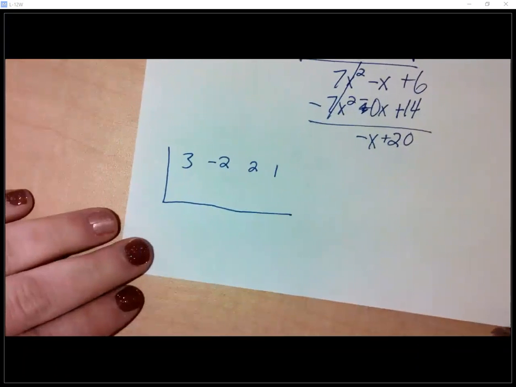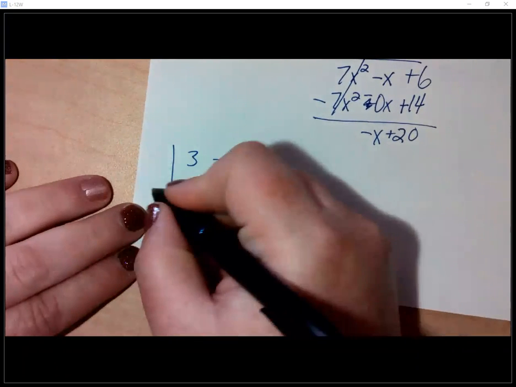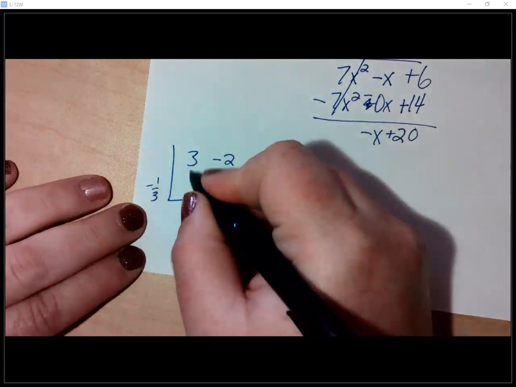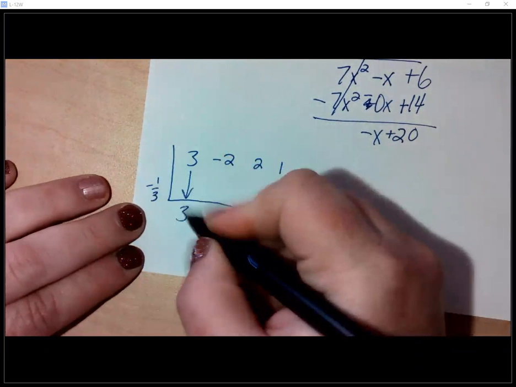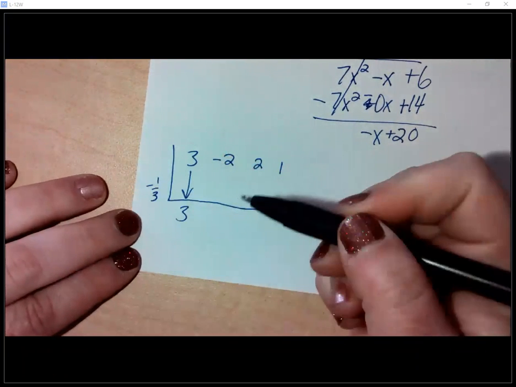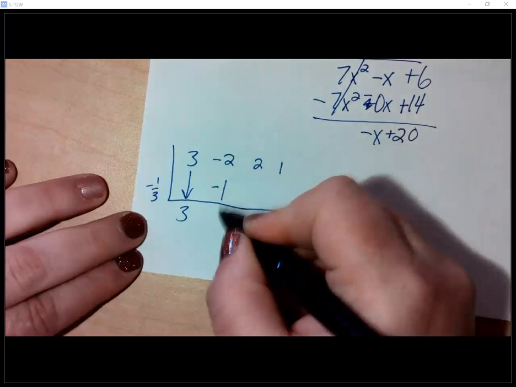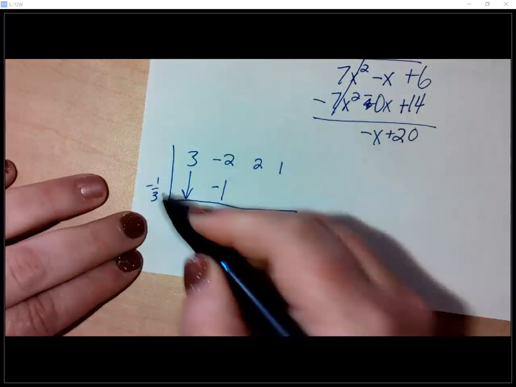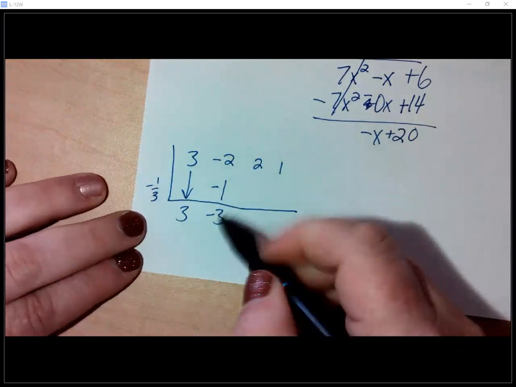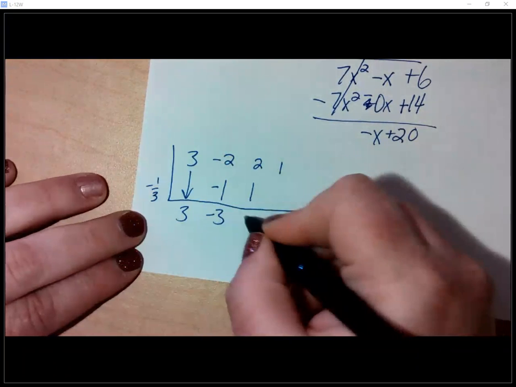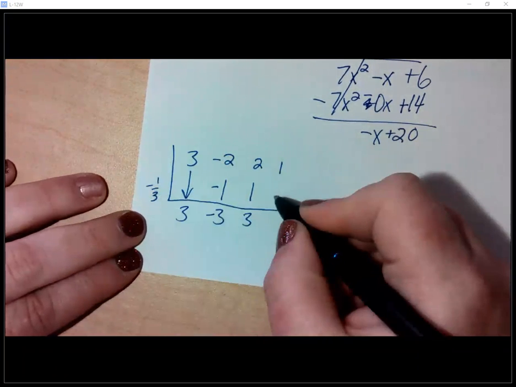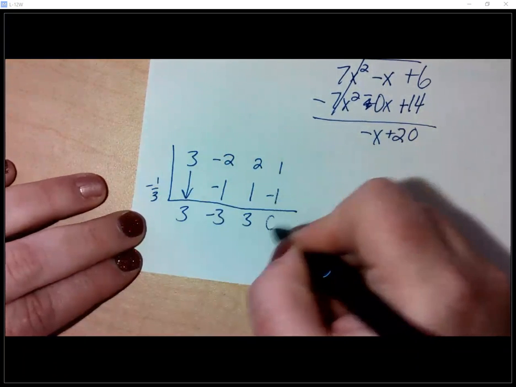So I've got my coefficients, -1/3 over here. First number just gets dropped down, 3. -1/3 times 3 is -1. -2 and -1 is -3. -1/3 times -3 is now a +1. 2 plus 1 is 3. Multiply through, I get a -1, and I get a remainder of 0.